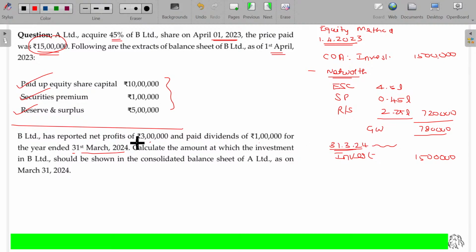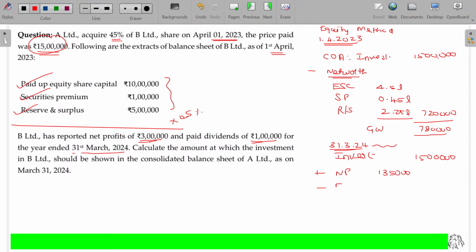B Limited has reported a net profit of rupees 3 lakhs and paid a dividend of 1 lakh for the year ended. Okay, so the net profit is 2 lakhs to add. In that net profit, the holding company's share, A's share being 45%, how much is that? 1,35,000.